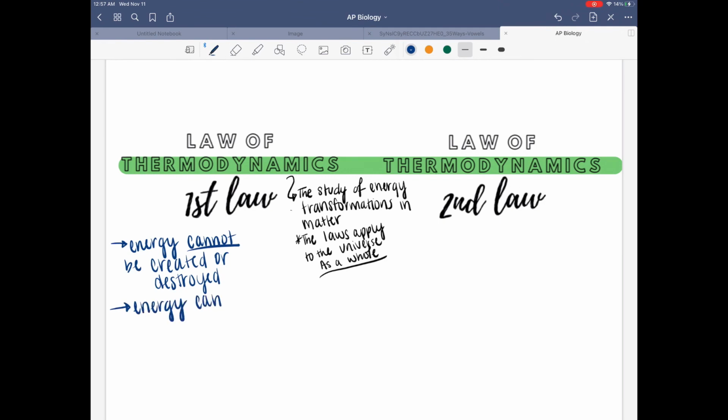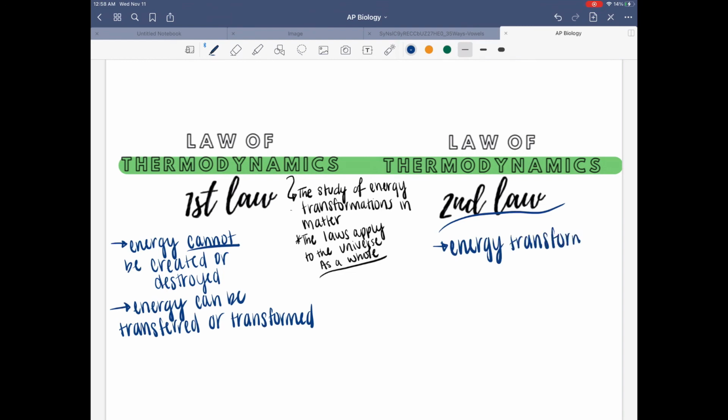And the second part of this is that energy, while it can't be created or destroyed, can be transferred or transformed. So, for example, if I had potential energy stored in food, or if I looked at an example of seeds that a bird is going to eat, the chemical potential energy stored in the seeds is going to be transferred into kinetic energy for that bird to later move around or fly.